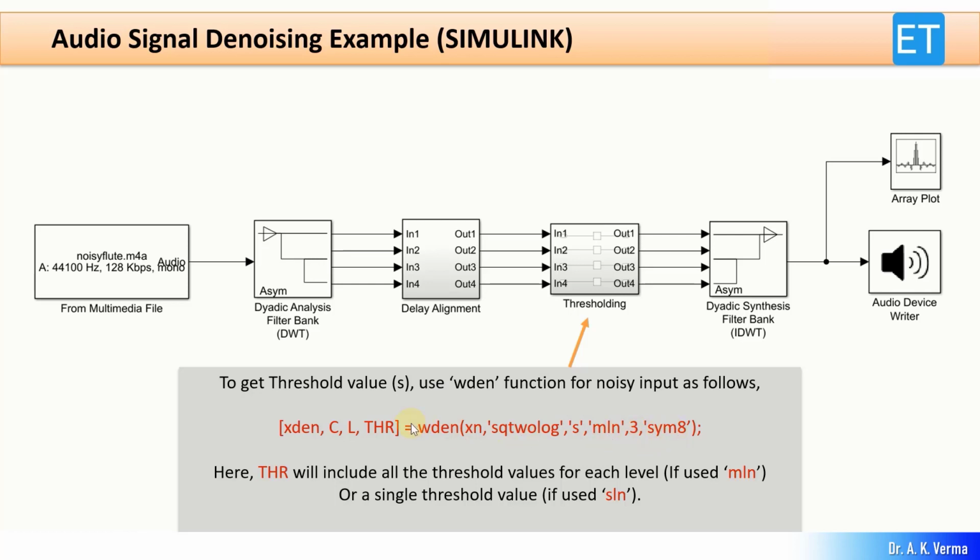So once you execute this in MATLAB, you will find all the threshold values according to all the decomposition levels. So you can see that in thr. Here in this command, if you use mln, then thr will include different lambdas for each level, and if you write sln, then thr will return only a single value which will be used for all decomposition levels. So let me see how I can find these thr in MATLAB.